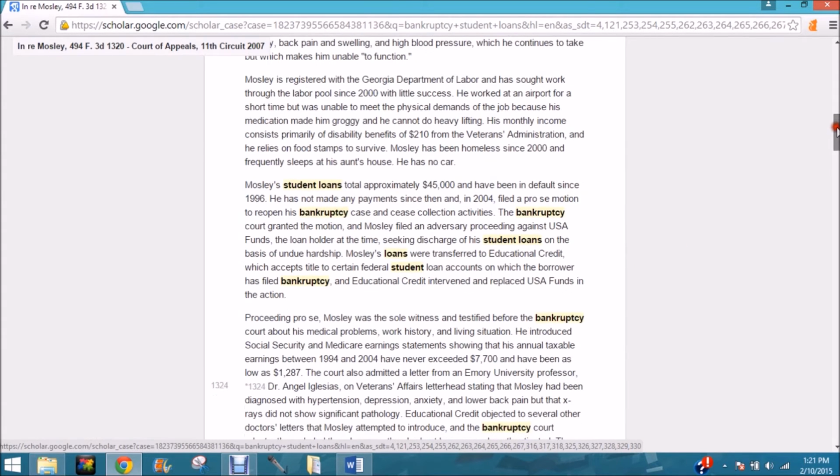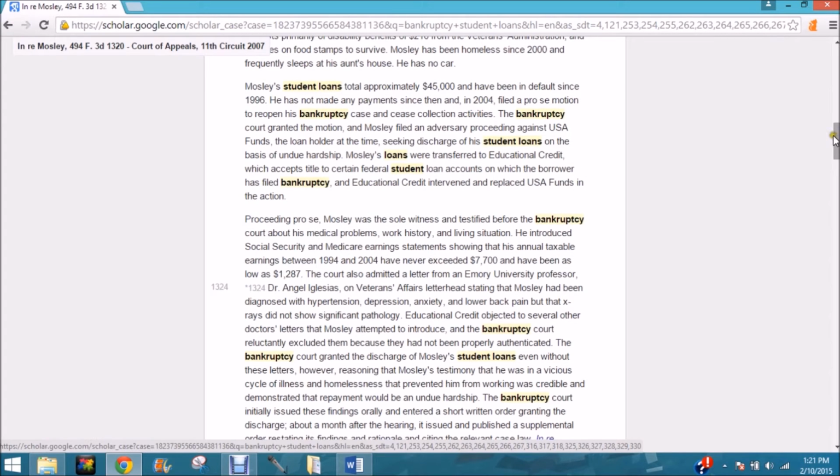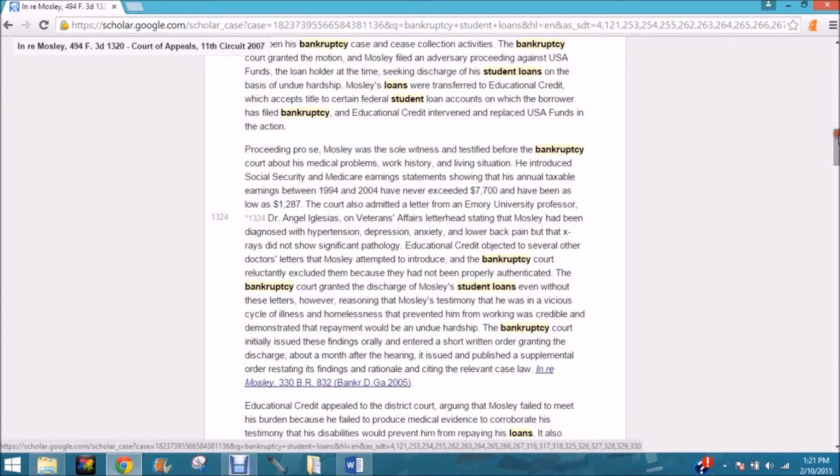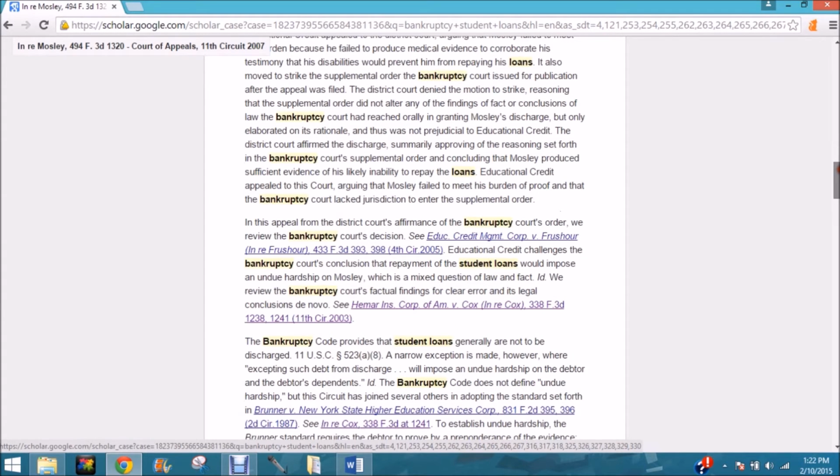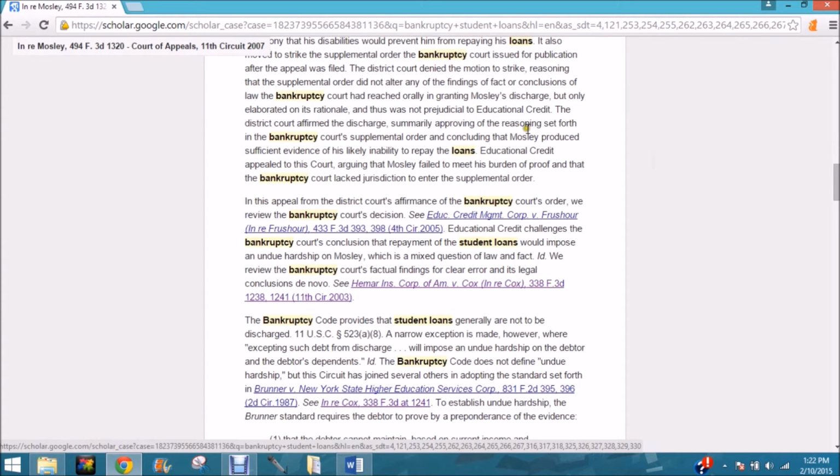So, of course, in a situation like this, where the guy is half dead and hadn't been employed for 8 years, the student loan people are going to attack his ability to get bankruptcy release, right? That's fairly typical of cases like this. Now I want to just go down. You can see these are facts regarding Mosley and the case.